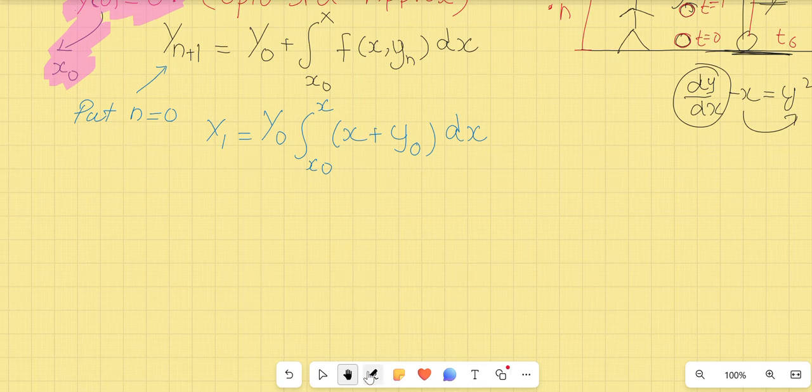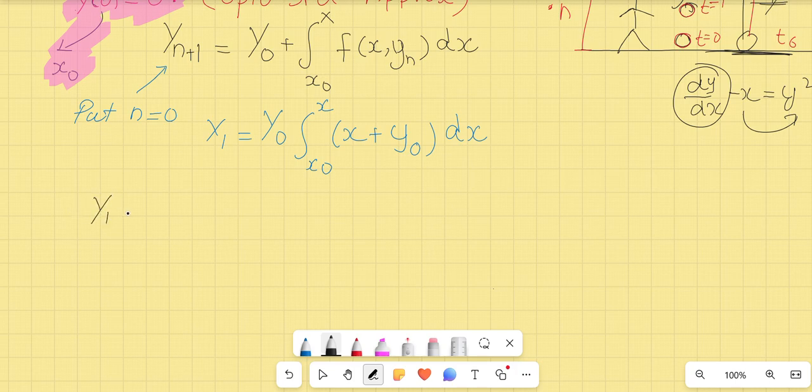All right, then we can just solve it. Let's say y1, we already put it, is equal to... this one is plus, so why not? We already know this is the initial condition, right?